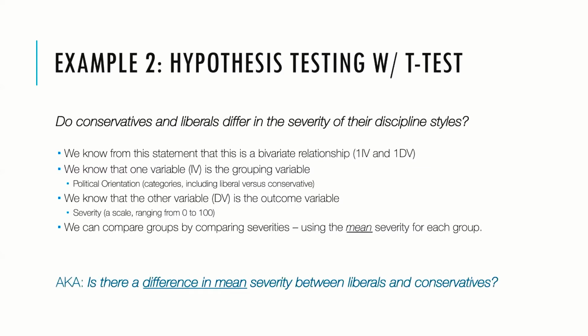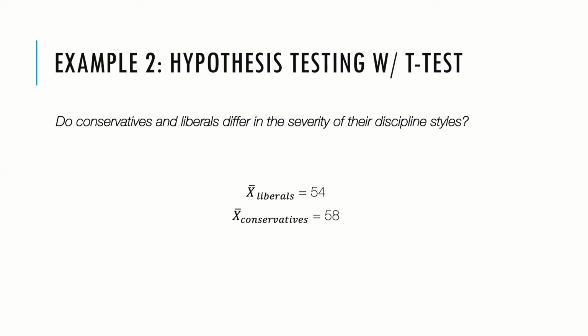Another way of asking this same question is: is there a difference in mean severity between liberals and conservatives? So keep that in mind when we get to doing t-tests and ANOVA. We're concerned with whether or not there's a mean difference. Let's say we collected the data. We don't know how many people we collected this from just yet, but let's say we did. And we said out of 100, liberals had a mean severity of 54, conservatives had a mean severity of 58. This means that conservatives were more severe in their disciplinary style. We can see that from these data here.